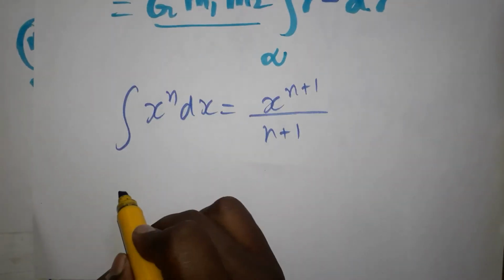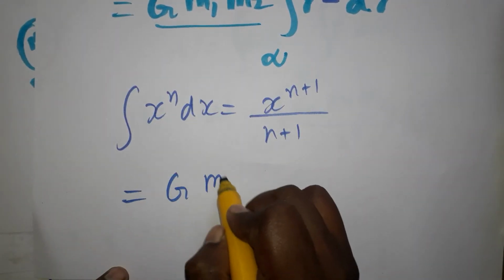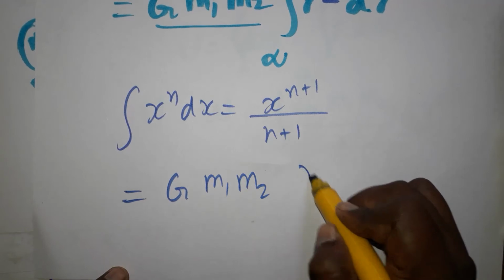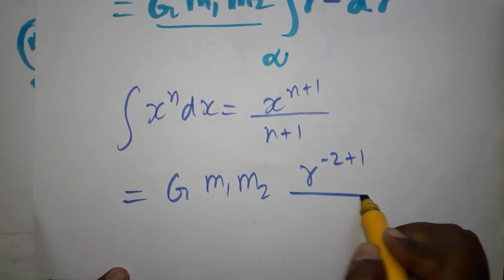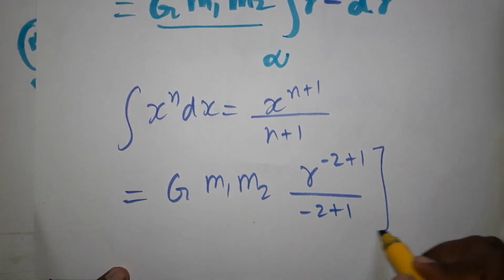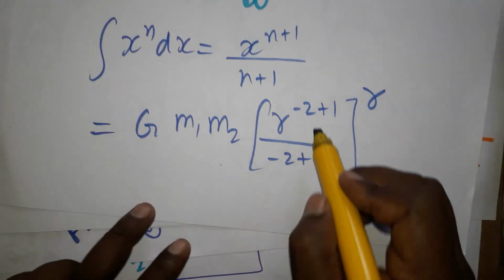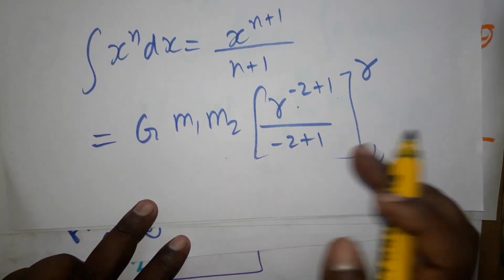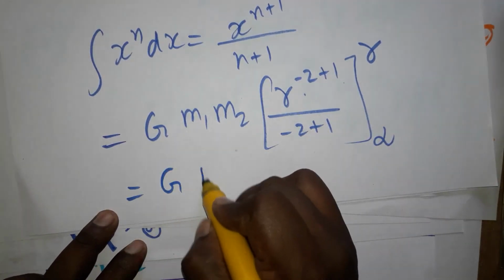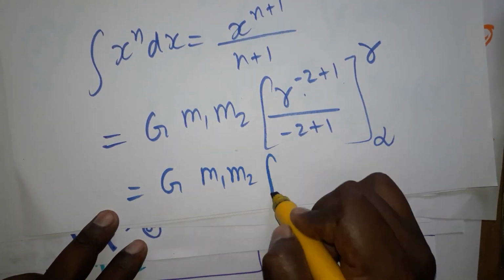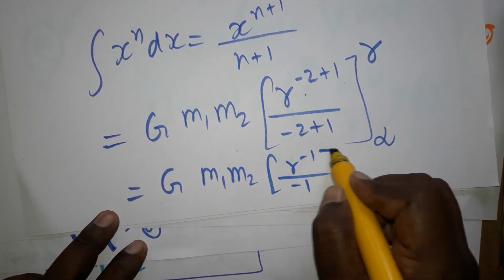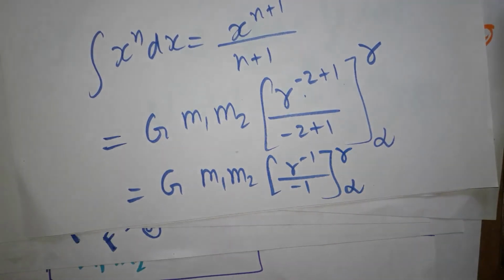Here n is minus 2, so it is equal to G times m1 m2 times r^(-2+1) divided by (-2+1), with the limit from infinity to r. Now minus 2 plus 1 is minus 1. So G m1 m2 times r^-1 divided by minus 1, from infinity to r. Next, minus 1 I am going to bring as a denominator.